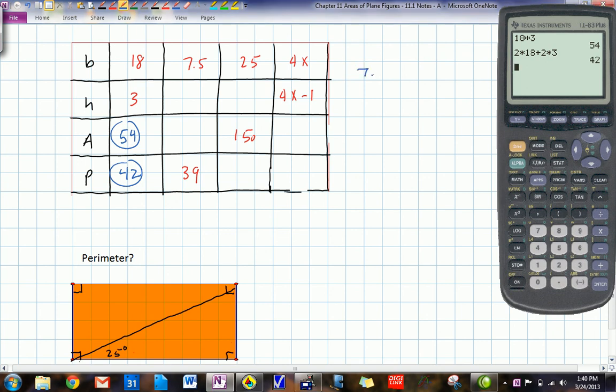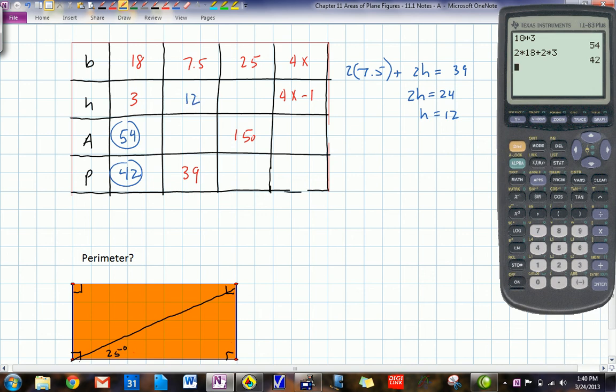If I take 7.5, which is the base, and I take 2 of those, plus 2 of the heights, that gives me the perimeter of 39. So 2 times 7.5 is 15. If I subtract the 15 from 39, I get 2h is equal to 24, and therefore h is equal to 12. So I know the height is 12.